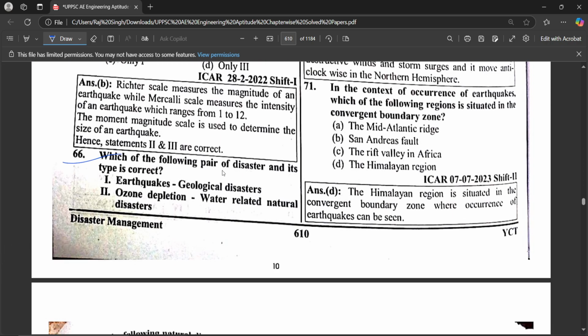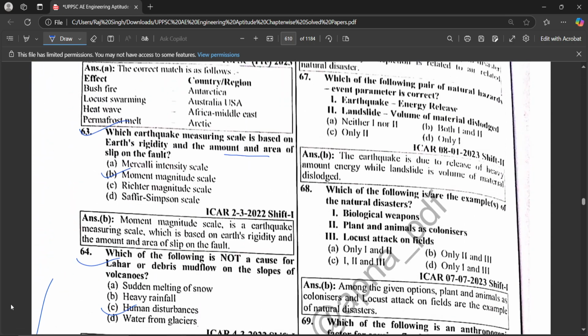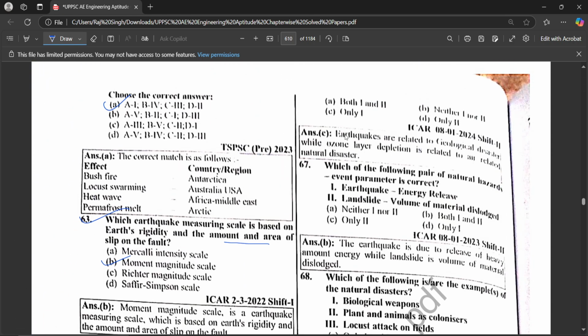Which of the following pairs of disaster and its type is correct? Earthquake, geological disaster; ozone depletion, water related natural disaster. Only one is correct. Which of the following pairs of natural hazard event and parameter is correct?